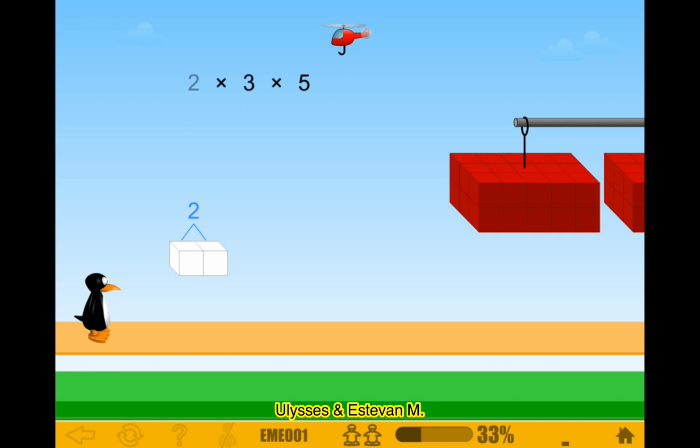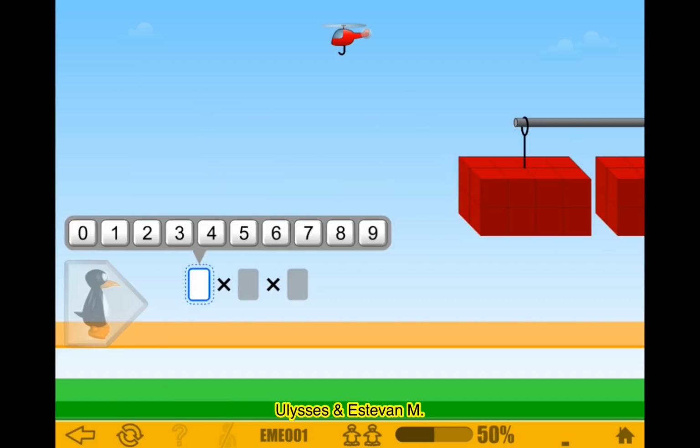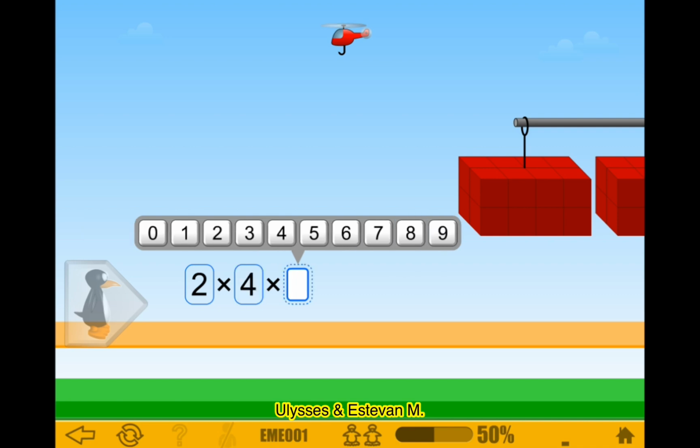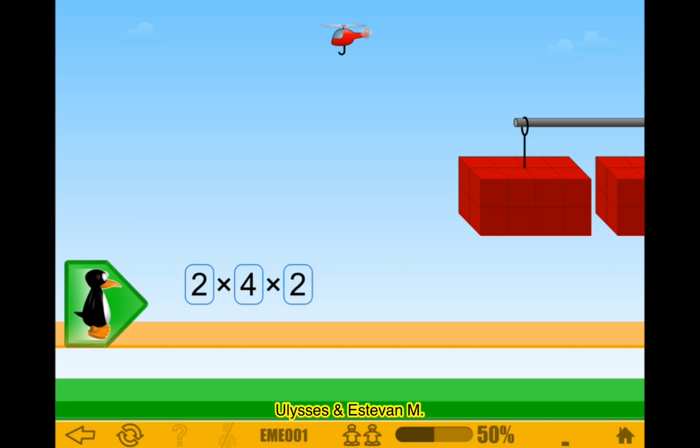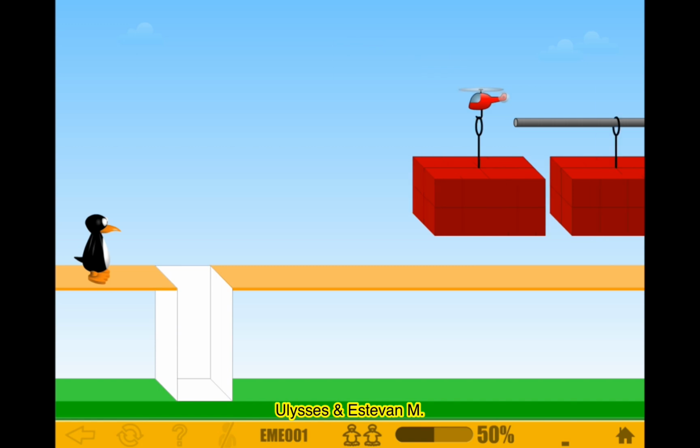So basically, the length would be... Okay, wait, it's kind of hard to explain because it kind of already happened. Oh, wait, we just fell in there. Okay, so we need to find the height, which would be two. And then the length would be, let's see, four. And the width would be two. Okay, there you go.